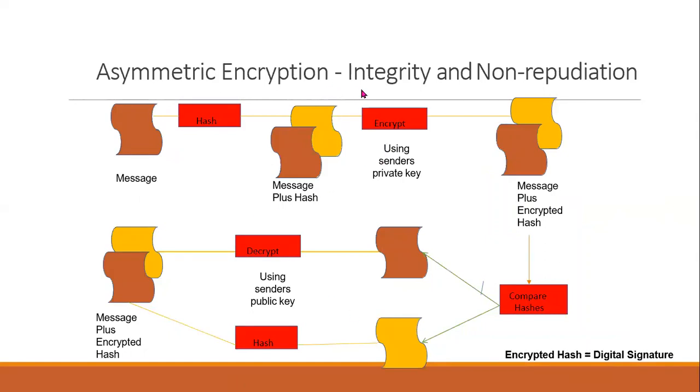So asymmetric encryption provides integrity and non-repudiation. So a message applies a hash to it. The message and the hash is then encrypted using the sender's private key. The message plus the encrypted hash is then sent towards the recipient, and the recipient system compares the hashes.